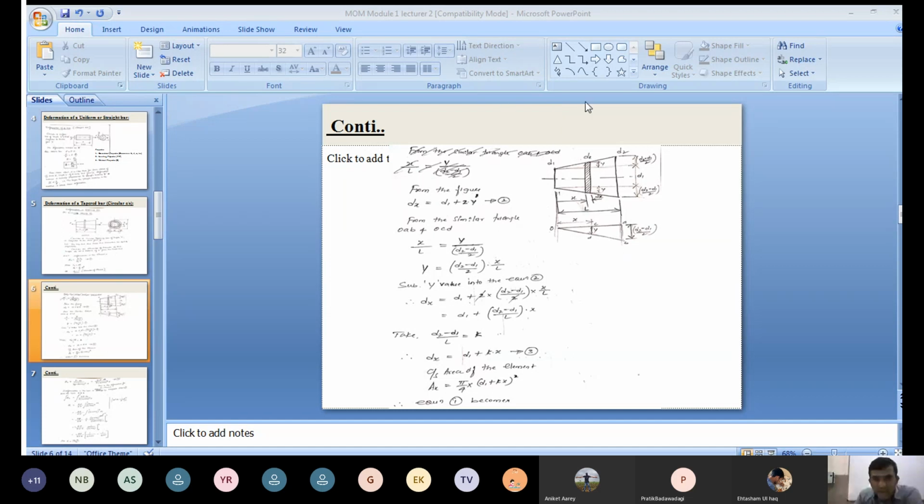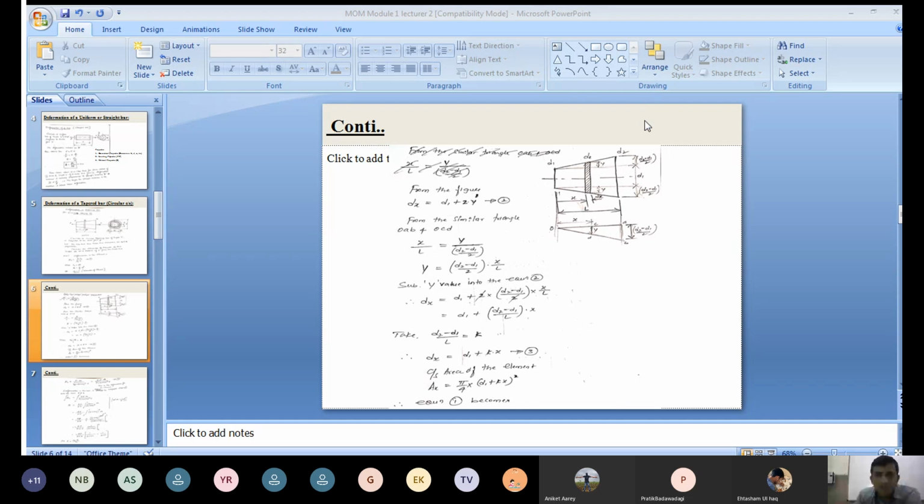Now you can project the smaller end up to the larger end. This is D1, this is D2. What are these two portions? It is D2 minus D1 on both sides, divided by 2. I think you know this, D2 minus D1 divided by 2.